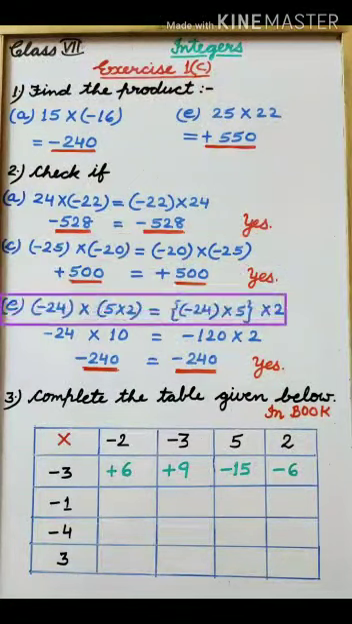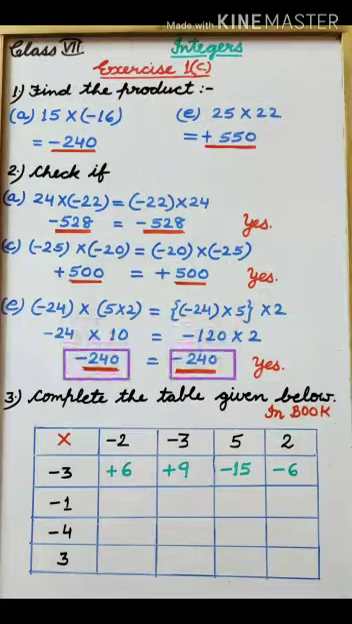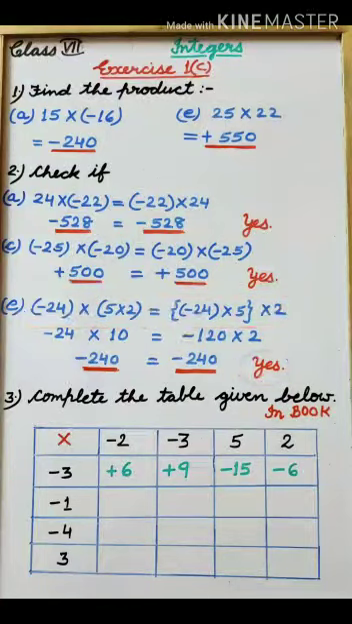E part is minus 24 into 5 into 2 is equal to minus 24 into 5 into 2. Multiplication of integers is associative. So here if we change the groups of integers and multiply, their product remains the same. Now here on both the sides we get the same answer, minus 240. So the answer is yes.